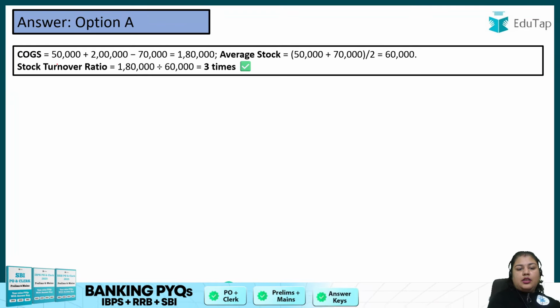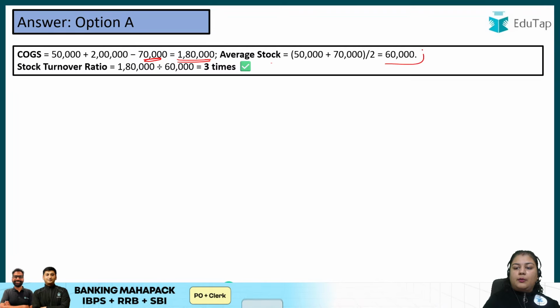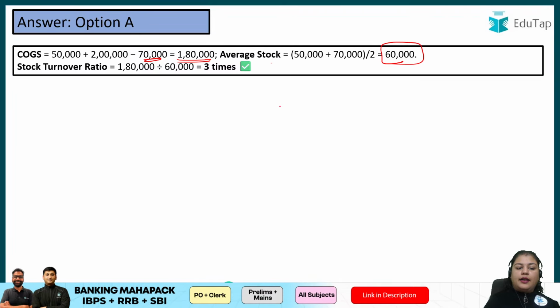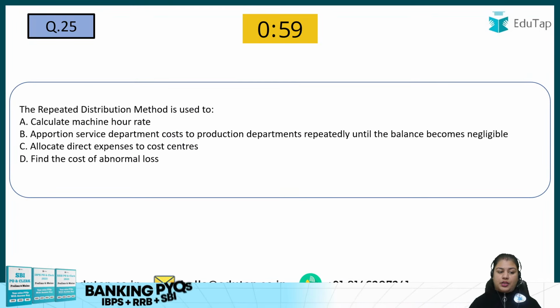You can just see the calculation here. What will be the COGS? It will be 1,80,000, that is 50,000 plus 2 lakh minus 70,000. What is the average stock? It will come out to be 60,000. So you just have to divide it. 1,80,000 divided by 60,000 comes out to be 3 times. Very easy.